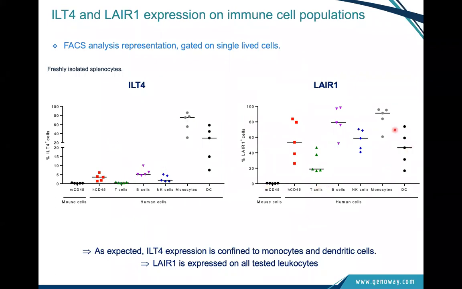And when we check for LAIR1, we find it expressed on different immune cell populations, with a differential expression on specific effector cells such as memory T cells and so on, but I'm not going to detail those data here today, and I'll be more than happy to share this with you if necessary.